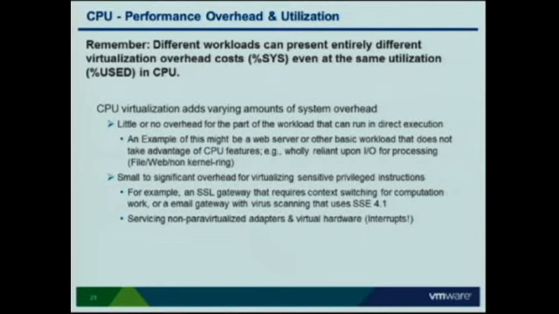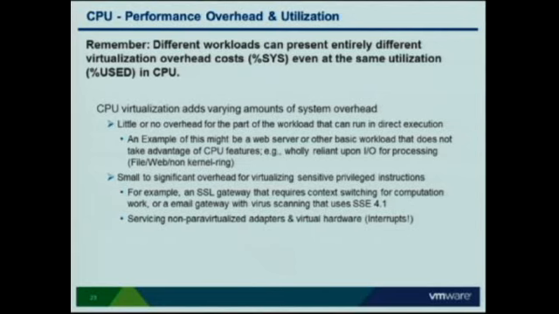Something that you might get a large overhead for would be anything that has to use privileged instructions, such as an email gateway with virus scanning that uses SSE 4.1. It uses that pattern matching that's part of that. Or an SSL gateway or load balancer that has to do some pretty significant computational work in order to do the encryption. So those sorts of things can generate a lot of system overhead.